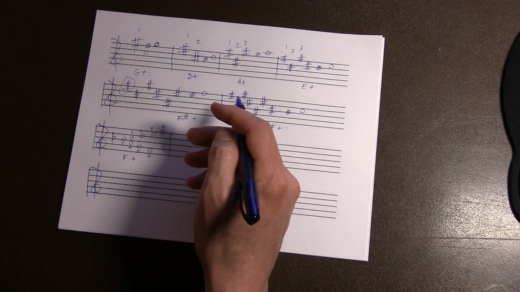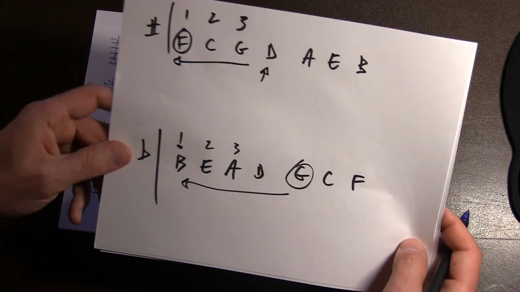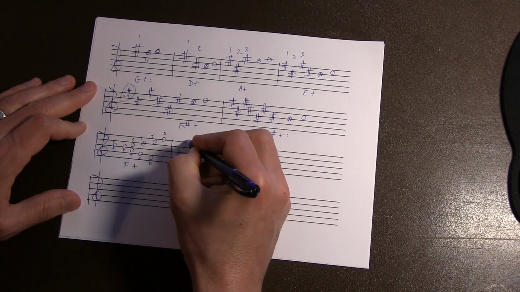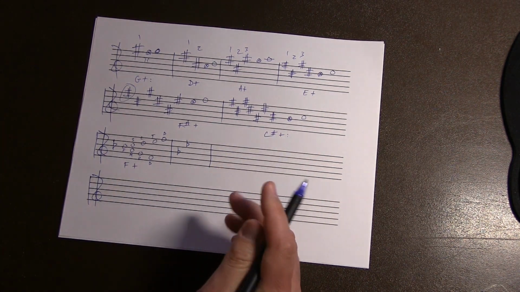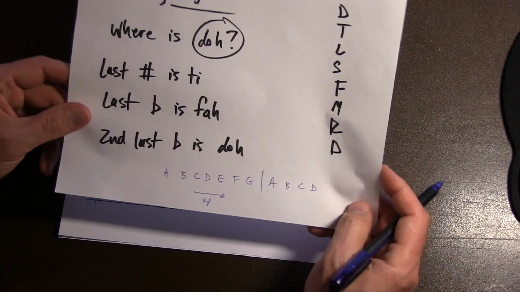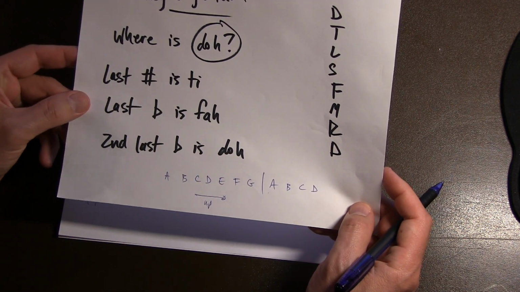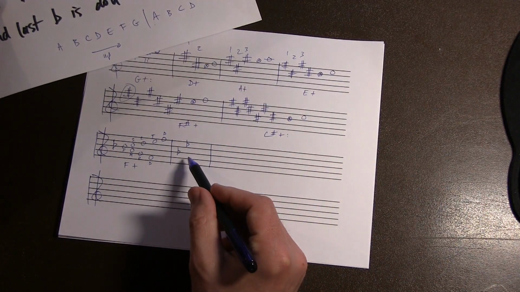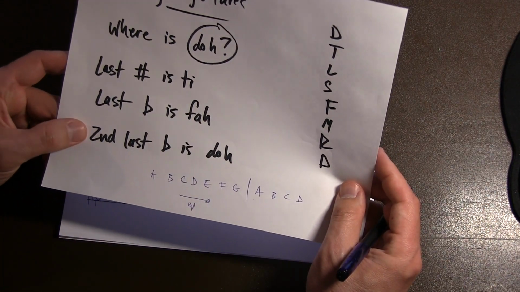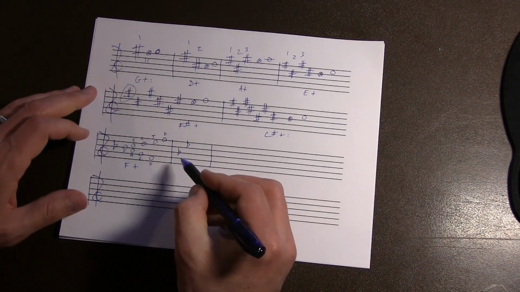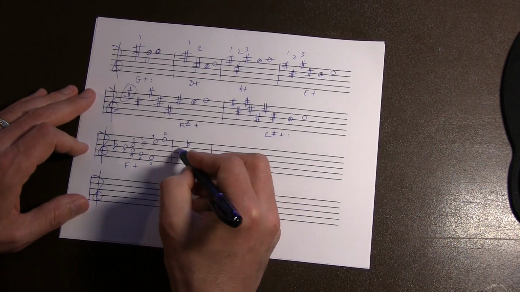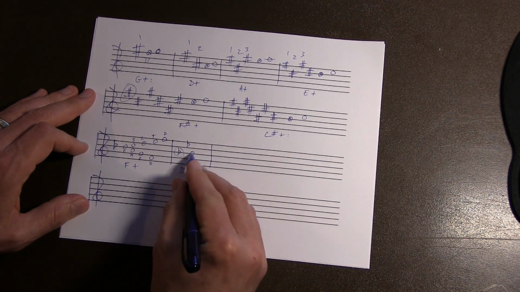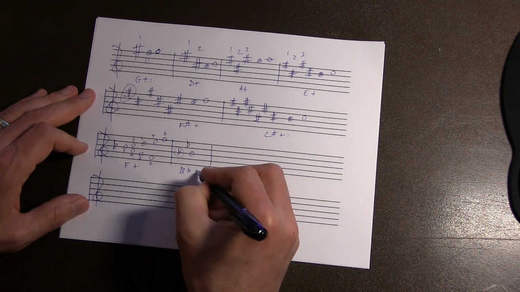Okay, let's do 2 flats. My 2 flats are going to be what? B and E. Okay, now I got 2 rules. Let's check them out again. Last flat is Fa, second last flat is Do. For this guy, we've got 2 flats now, so we can use the second last flat rule. Second last flat is Do. There's the last flat. There is the second last flat. That's on the line for Every Good Boy, B. And there's a flat on it. So it's B flat major. It's as easy as that.